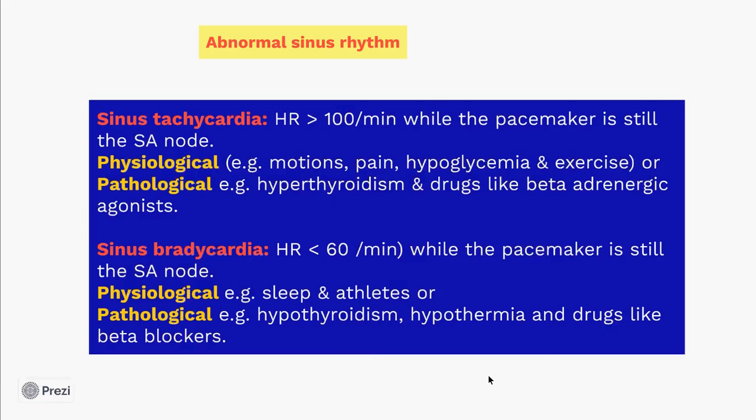When we have tachycardia, which means heart rate above 100, in the presence of P waves, this means sinus tachycardia. That means the heart rate is fast, but the rhythm is still starting from the normal pacemaker of the heart, which is the SA node. When the heart rate is below 60, this is bradycardia, but there are still P waves. This is called sinus bradycardia, which means the heart is slow, but the rhythm is starting from the normal pacemaker of the heart. Does that make sense?